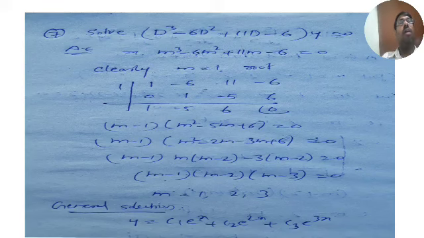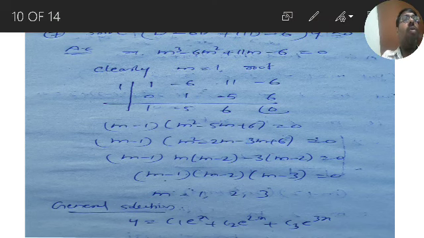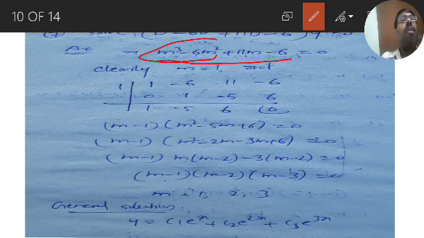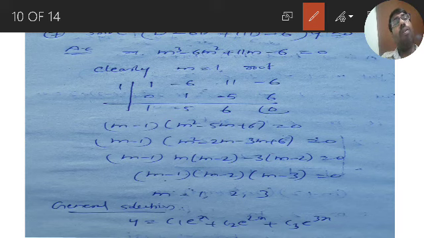The seventh problem: solve D cube minus 6D square plus 11D minus 6 of y equal to 0. The auxiliary equation is m cube minus 6m square plus 11m minus 6 equal to 0. Again you cannot take any common term. If you take m square common, you get m minus 6, but in the rest you won't get m minus 6. So from trial and error find one root: put m equal to 1, minus 1, 2, minus 2, 3, minus 3, like that. By m equal to 1 itself you got the root.